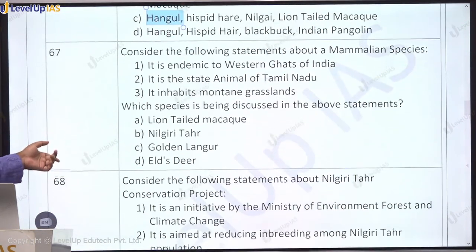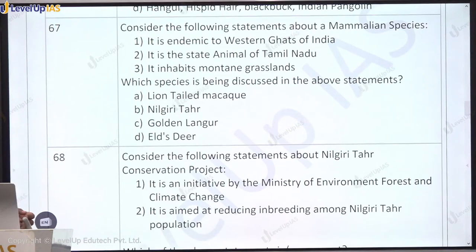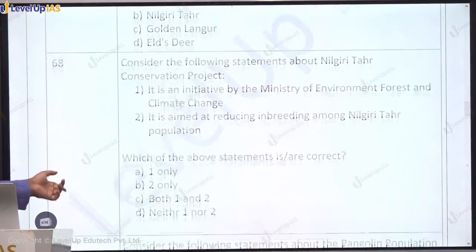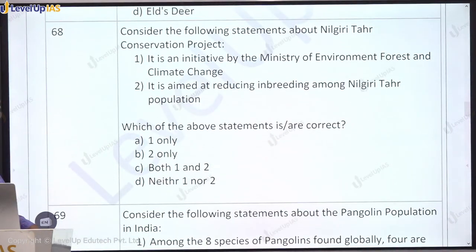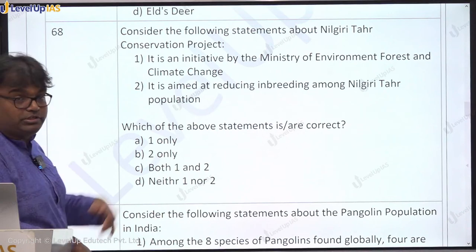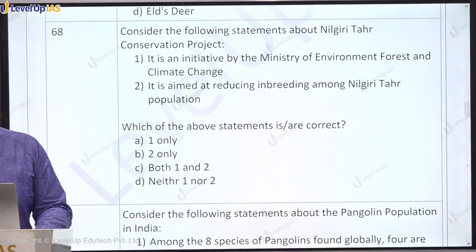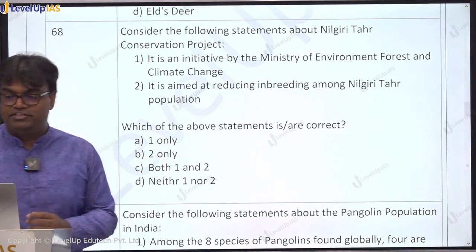67. Mammalian species, it's endemic to Western Ghats. It's the state animal of Tamil Nadu. Which is the state animal of Tamil Nadu? Nilgiri tahr. Done? Nilgiri tahr. 67 ka bhi. 68. Consider the following statements about the Nilgiri Tahr Conservation Project. Recently it was launched. Nilgiri Tahr Conservation Project.